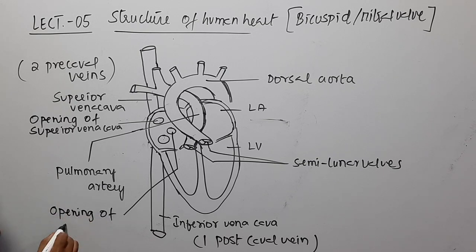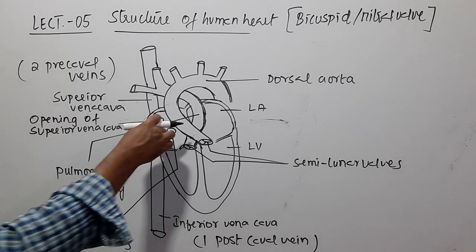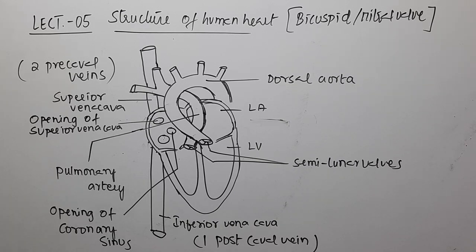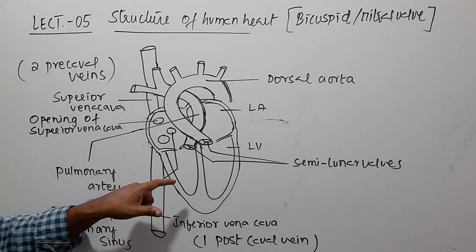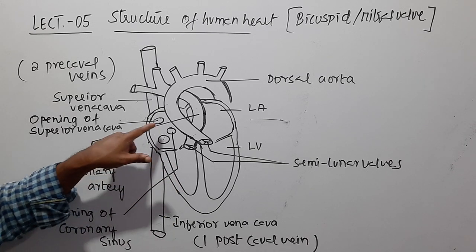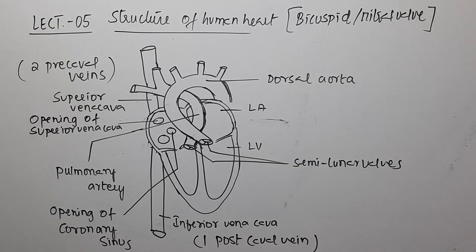Opening of coronary sinus. So that is a blood vessel. The coronary sinus is a blood vessel that brings the blood from the wall of the heart. That is deoxygenated blood, and that deoxygenated blood will be passing into this right atrium through this coronary sinus, whereas this inferior vena cava will bring the deoxygenated blood from lower parts of the body, whereas this superior vena cava will bring from the upper parts of the body, that I will mention here.